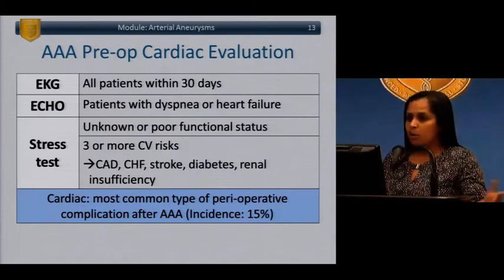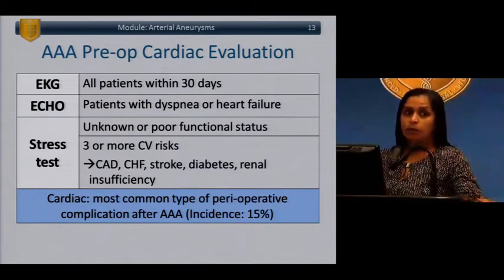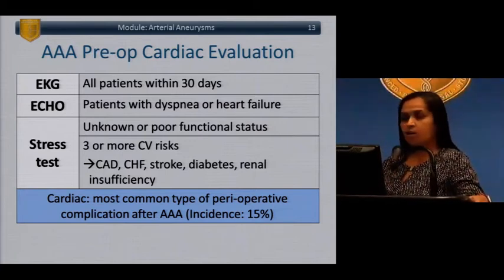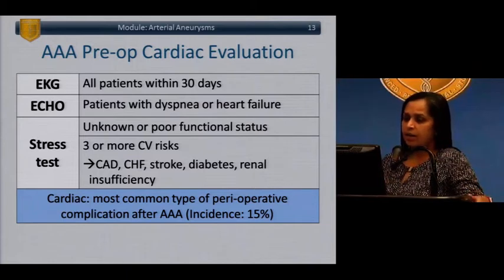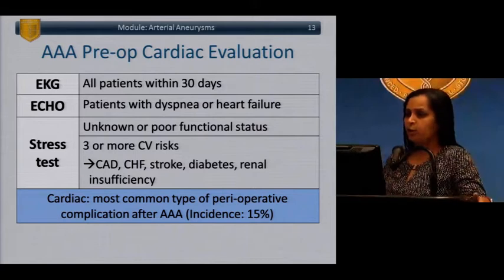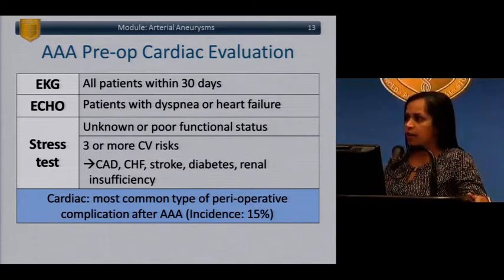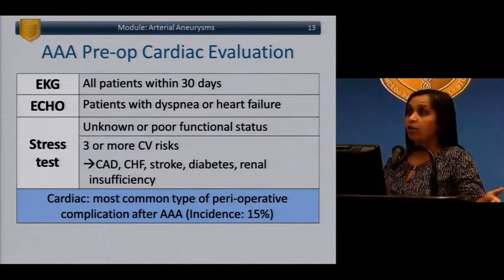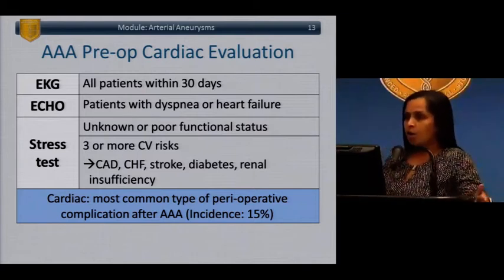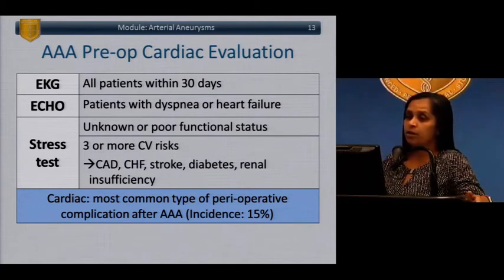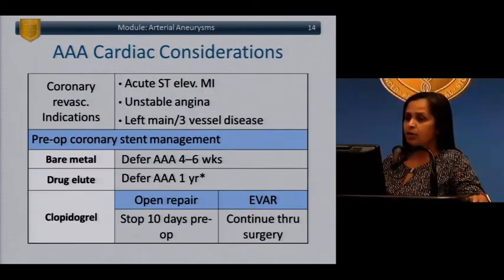So one of the big questions that comes up is what kind of workup do people need before an elective aneurysm repair? And this just outlines some of the cardiac workup that's necessary. In general, we recommend a stress test if they have 3 or more cardiovascular risk factors that are listed here, or if you don't really know their functional status and you can't define it very well, or if they have poor functional status. The cardiac complications are the most common complications after aneurysm repair, and so this is an important question that often comes up.